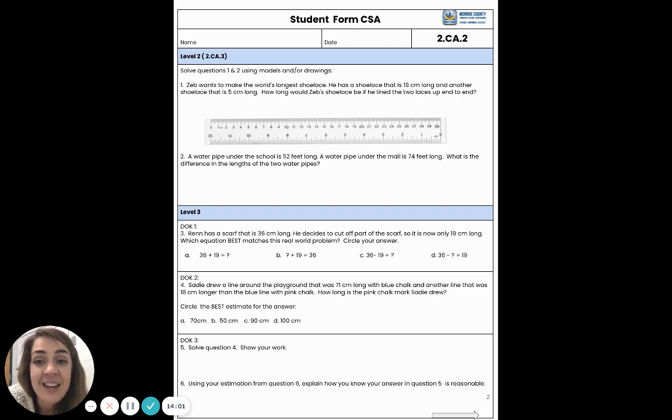So again, this isn't a final assessment. I want you to do your best trying to tell me why you think your answer to number 5 is a good answer based on what you thought the estimation was. All right, we are going to talk about this more. I just wanted to work through and see where we are with this. Be sure to show your work.